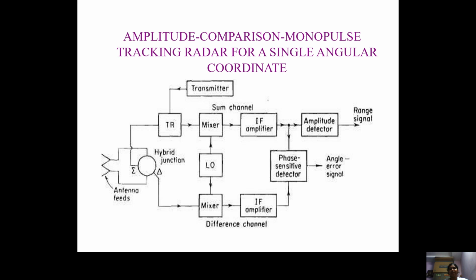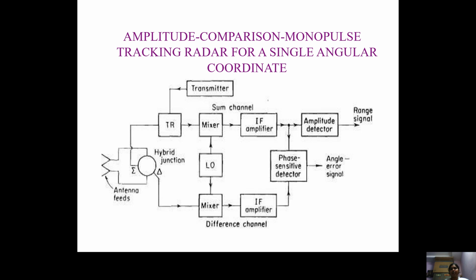Here this mixer provides the required echo signal by eliminating the unwanted amplitude fluctuations, and that signal is given to the intermediate frequency amplifier, where the received echo signal's frequency is brought down to the intermediate frequency. That means this frequency should be lower than the radio frequency signal, but higher than or equal to the desired video signal for further range processing.